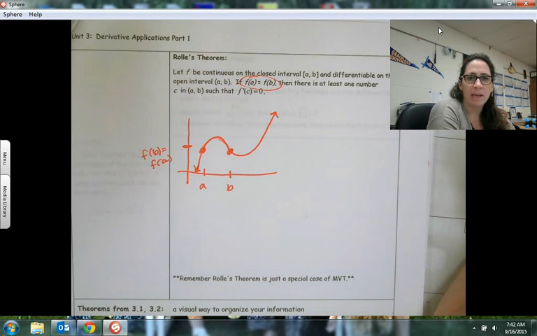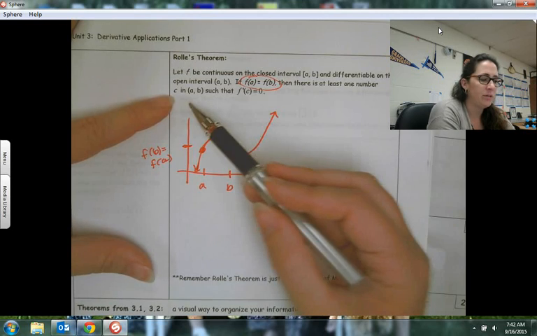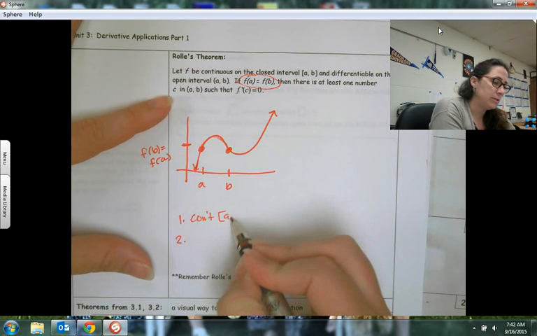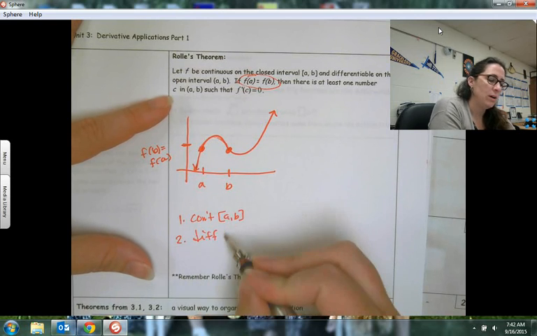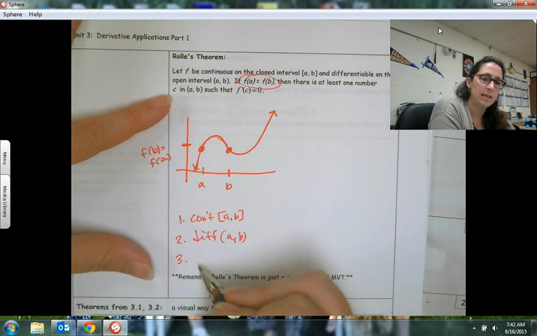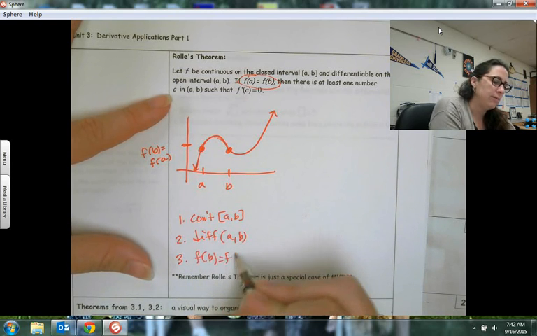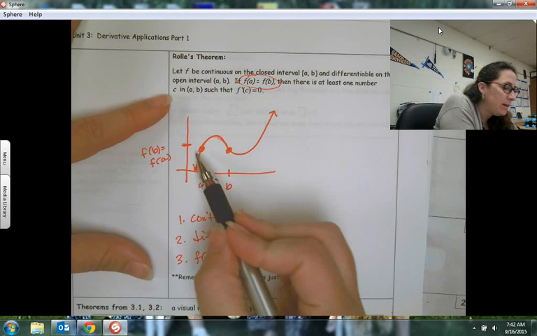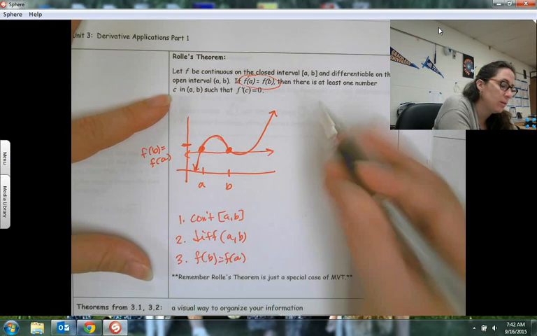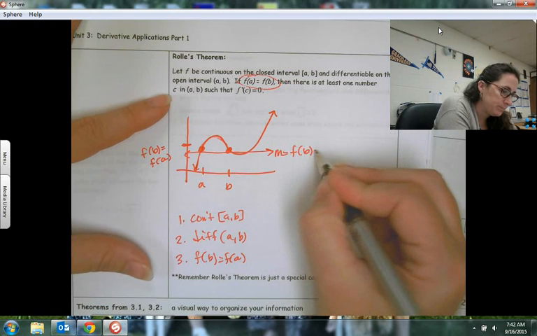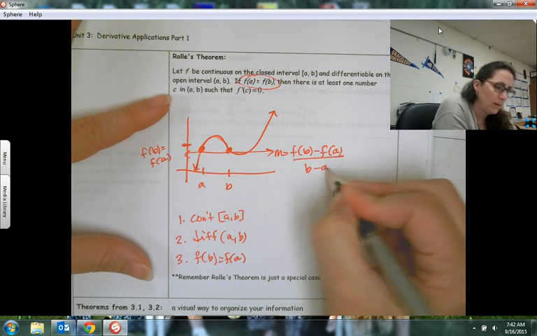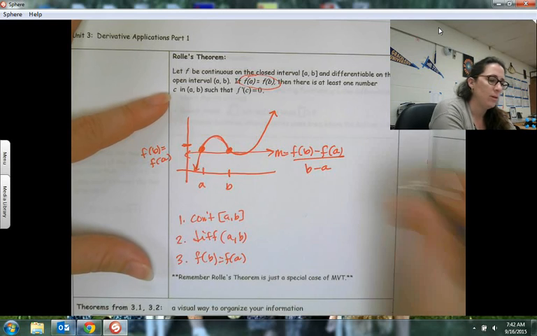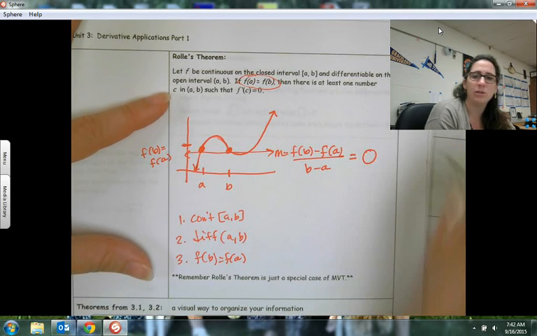Now they're saying there is at least some value c, so we had our two conditions, that it is continuous on the closed, differentiable on the open, but the third thing it's saying is that f of b now equals f of a. Those outputs are now the same. Well, think about this. When I draw the secant slope, what is that slope? No matter what, when two values are going to be the same output, it's going to have a slope of 0.